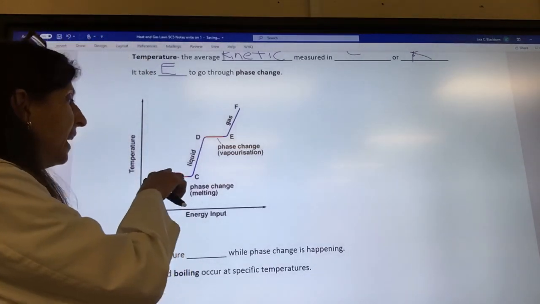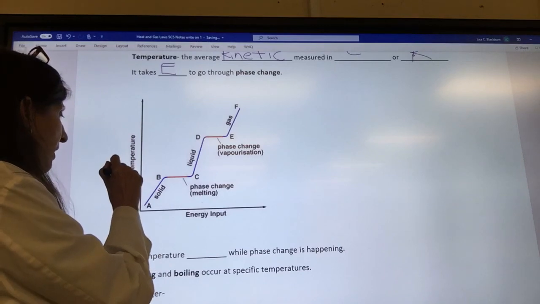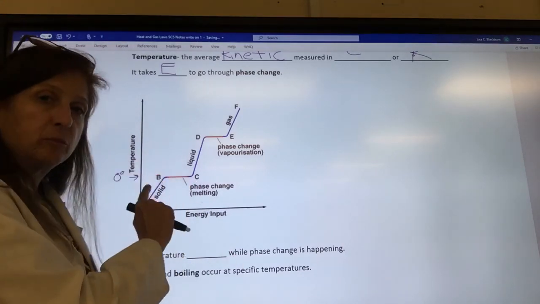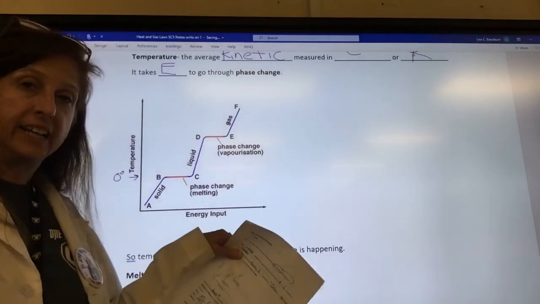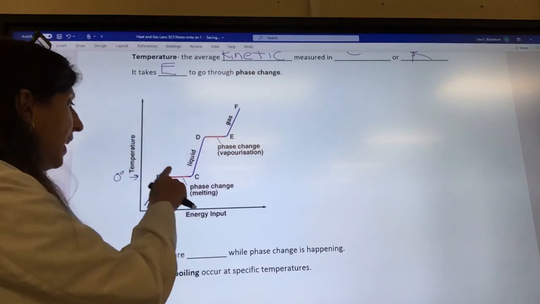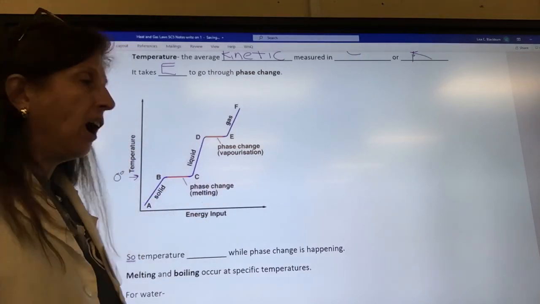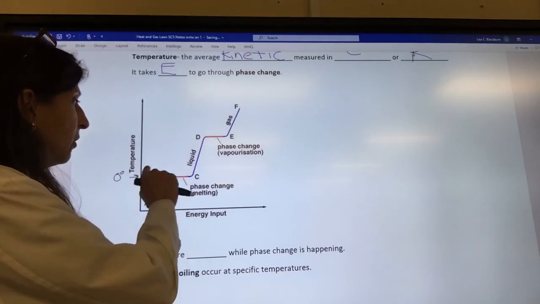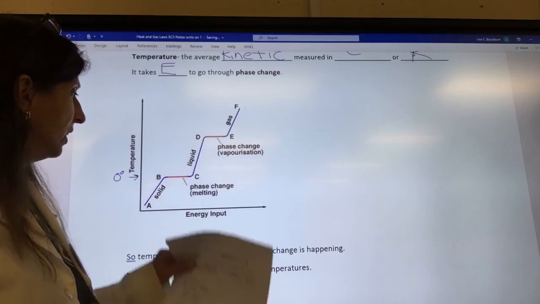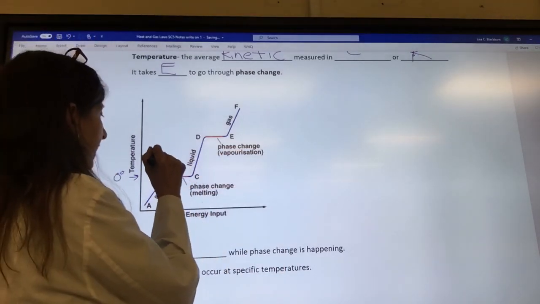And when it does, it will stay at this temperature, 0 degrees Celsius. It's going to stay at that temperature even though we're still heating it up, it's still on the stove. It's not going to get any warmer until every bit of the ice is melted. All the energy is going into changing the ice into water. It's called latent heat.